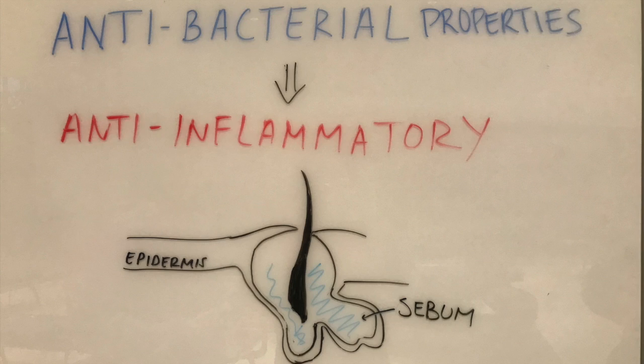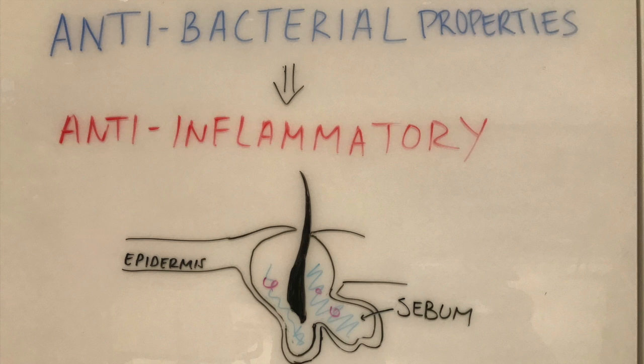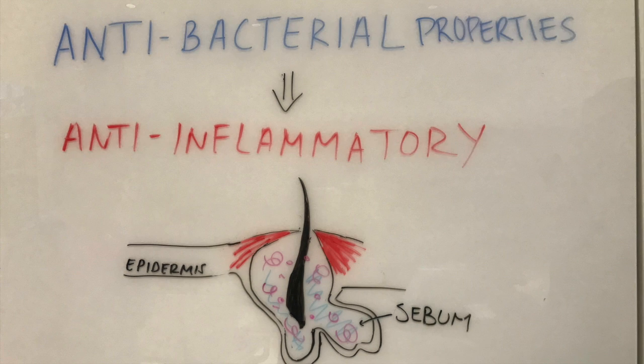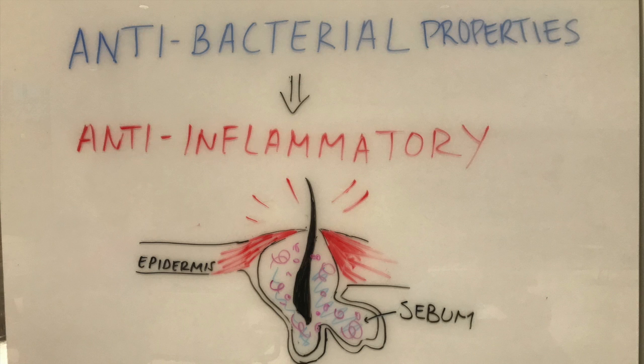Salicylic acid's antibacterial properties work hand in hand with its anti-inflammatory effects. As mentioned before, the comedo forms as a result of the overproduction of sebum, which encourages bacterial growth. In order to combat this infection, our immune response triggers the accumulation of white blood cells, as well as an increased blood flow to the target area, resulting in the inflamed comedo.